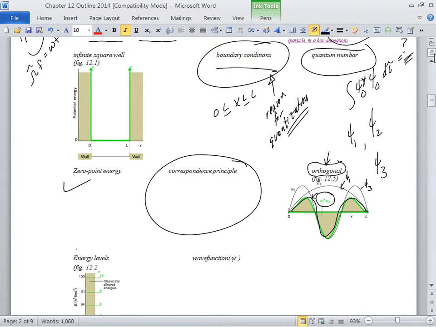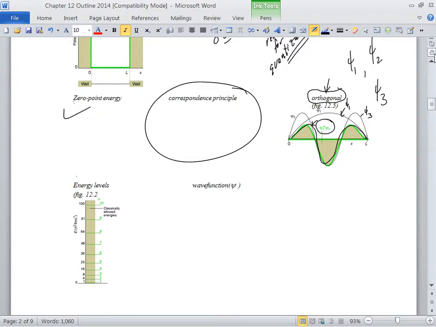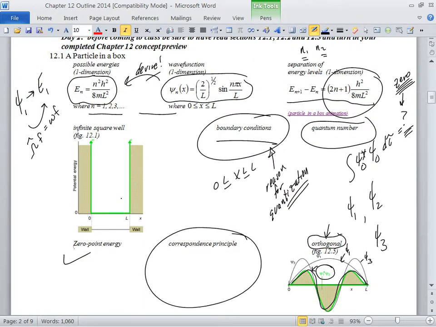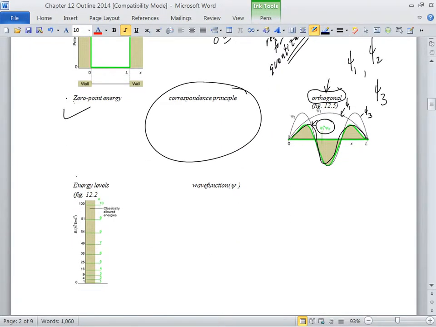Okay. Here are the energy levels. They plotted them out. Here's their equation to plot out those energies, and then they just plotted them out. And the energy separation gets bigger and bigger the higher n goes.